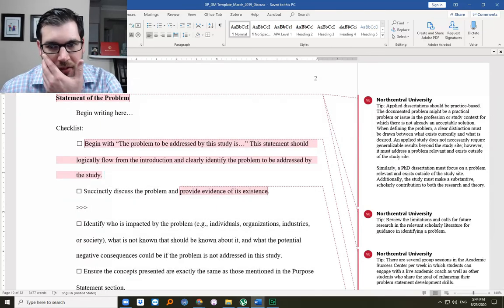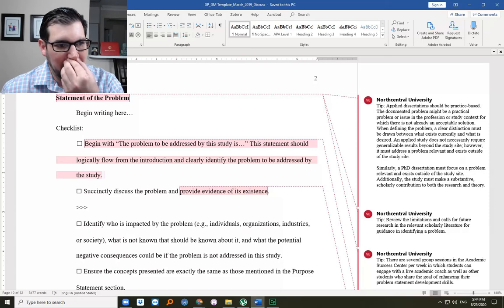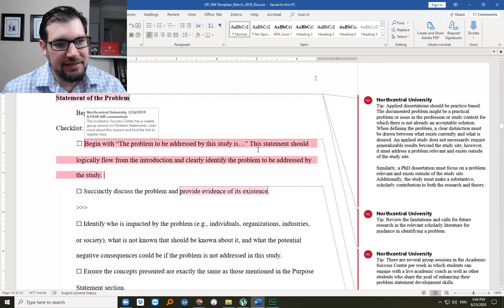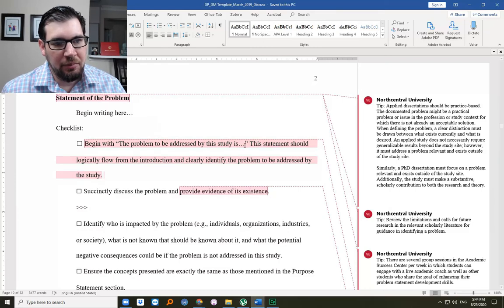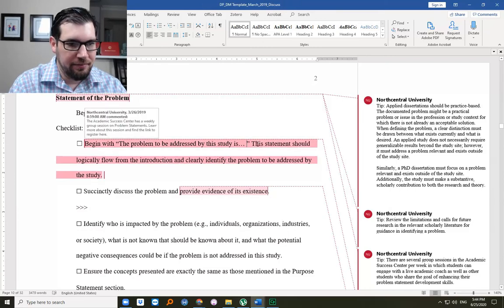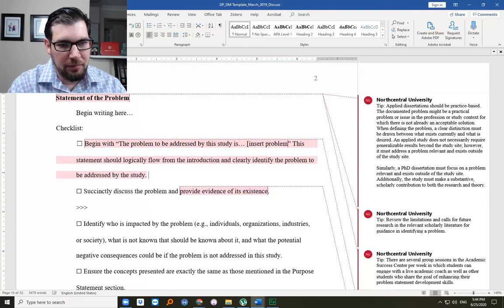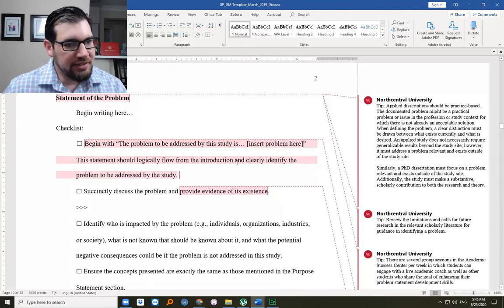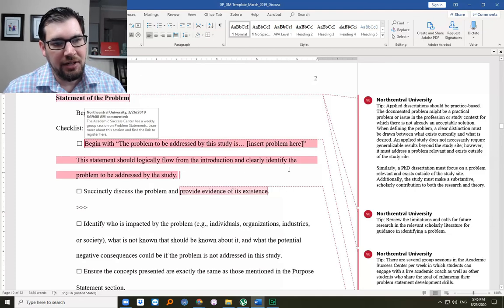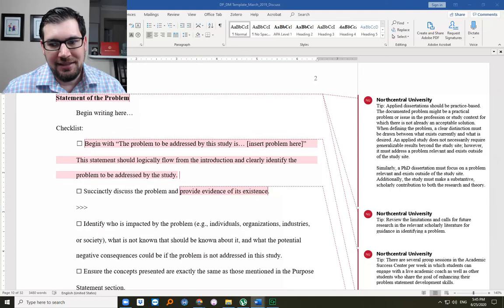Here it says the problem to be addressed by this study is, and then insert some information here, right? Insert problem here. This statement should logically flow from the introduction and clearly identify the problem to be addressed by the study. So three things to note here are the wording of the problem sentence, how it should logically flow from the introduction, and that it should clearly identify the problem to be addressed by the study.